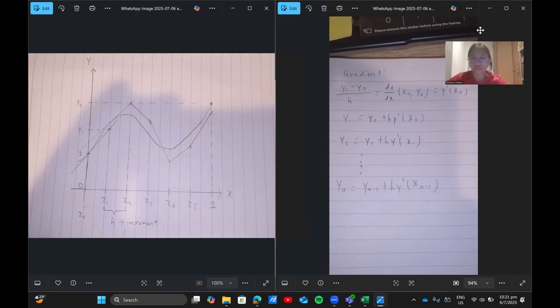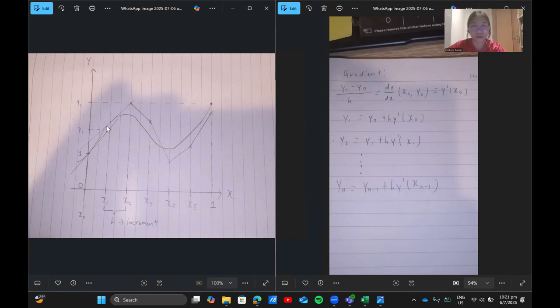So, we know the gradient formula for this case is y1 minus y0 over h, the increment value, which would then be equal to dy/dx at (x naught, y naught), which can also be expressed as y prime of x naught. By manipulating the equation over here, we could see that y1 is equal to y naught plus h times y prime of x naught. So we could continue this to get the general equation over here that yn would be equal to yn minus 1, the previous value of y, plus h, the increment value or step size, times y prime of xn minus 1, the previous value of x.